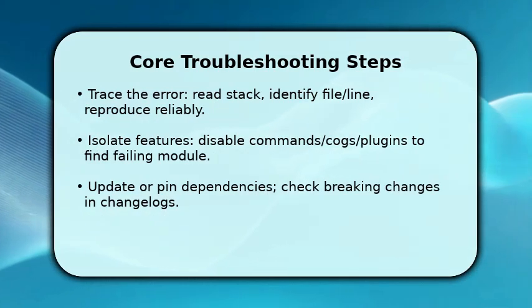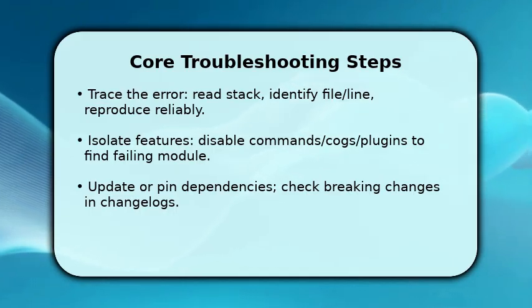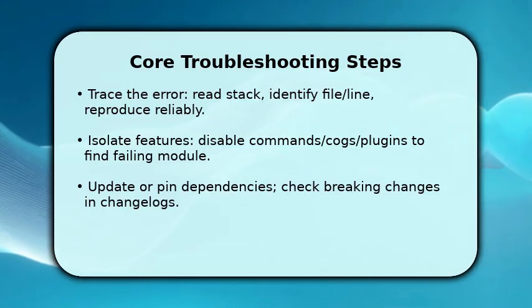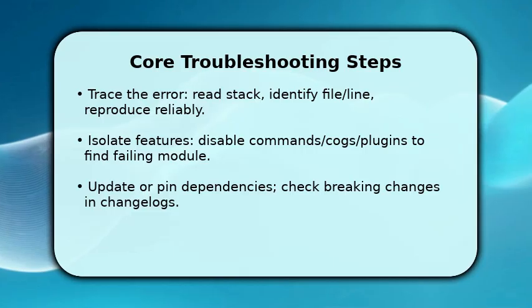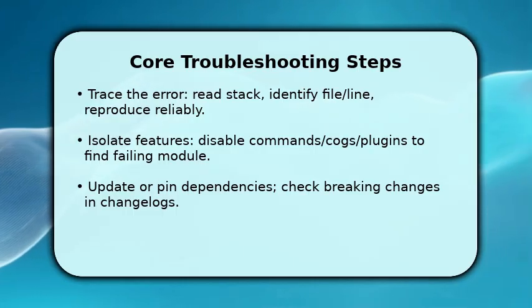Read the stack trace, identify the file and line, and reproduce the error consistently so you can test fixes. Next, isolate subsystems. Disable commands, cogs, or plugins one at a time to reveal the module causing the crash. Once isolated, inspect API changes or deprecated calls and either update code or pin dependencies to a known good version.